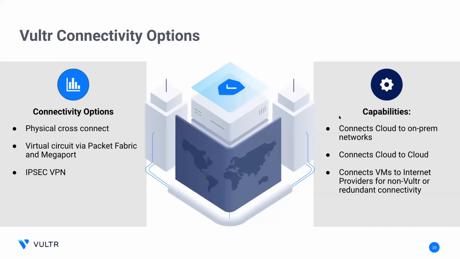Just to go over those connectivity options. Again, physical cross connect if you're in the same data center, virtual circuit with packet fabric and Megaport, and then you can always use the IPsec VPN, pretty much available on any platform. You can use these to connect to your on-prem. We can now, with packet fabric, connect cloud to cloud. That's really cool. So we have customers connecting Google Cloud and VULTR, which seems kind of what OpenNebula's product is doing, but they seem to have done it better.